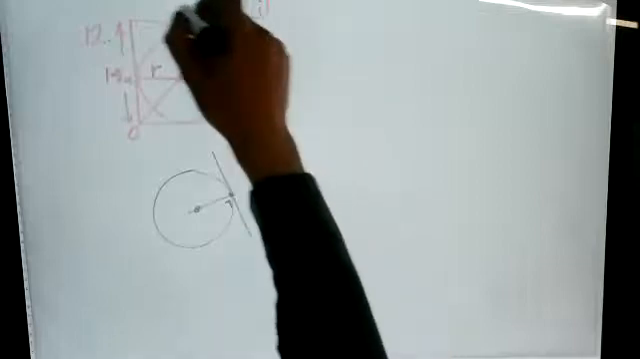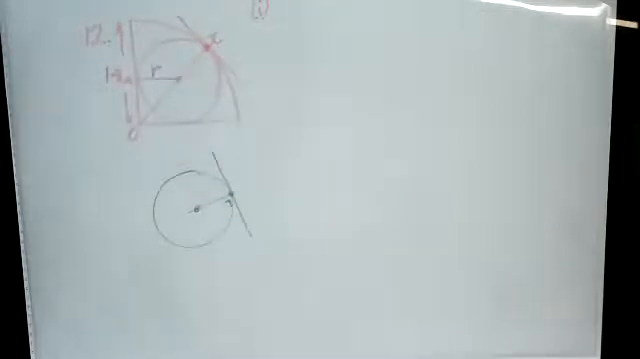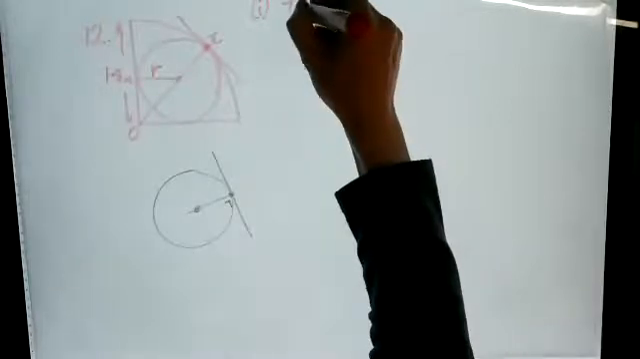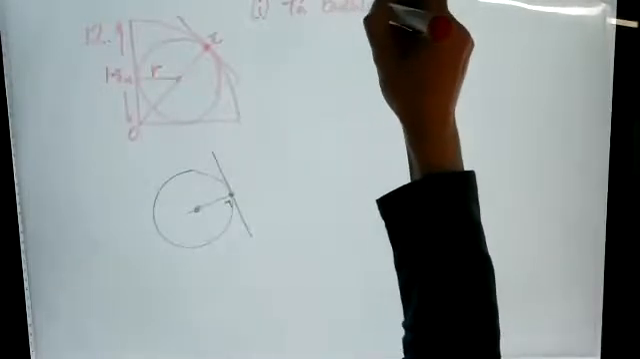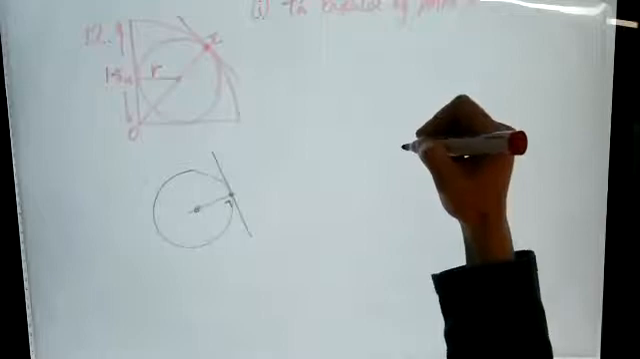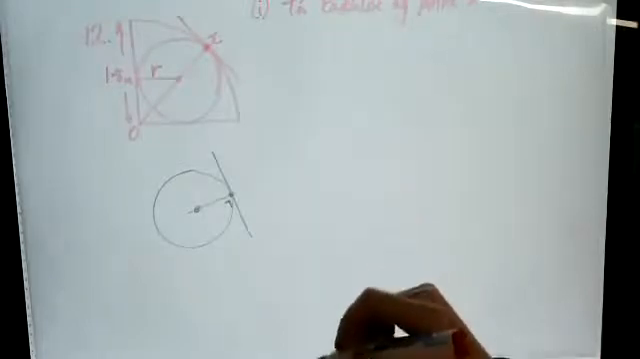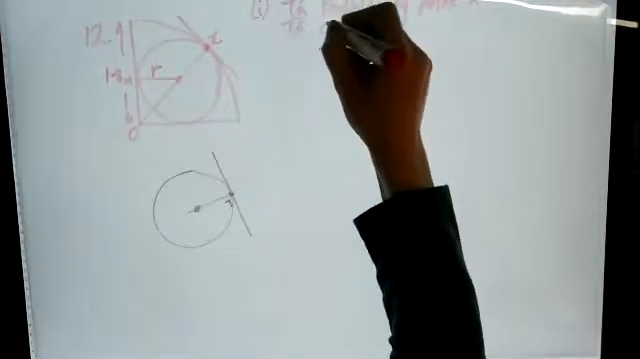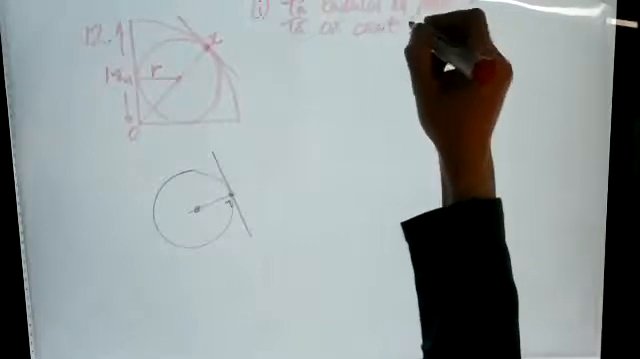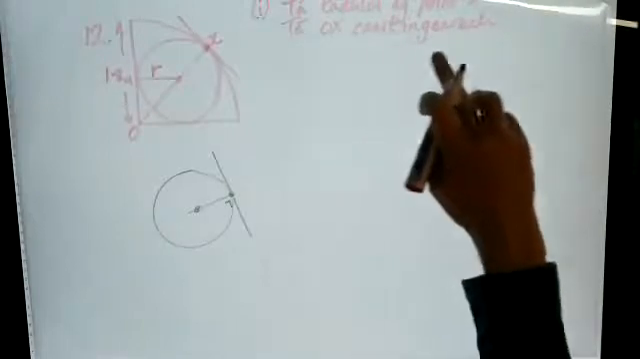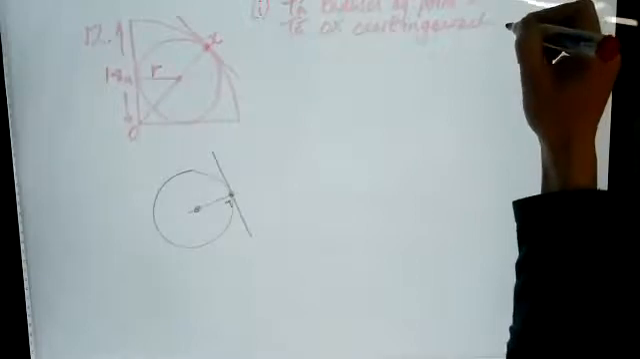So we are drawing the common tangent at the point X. Therefore the tangent is perpendicular, so the line OX is perpendicular to the tangent at the point of contact.